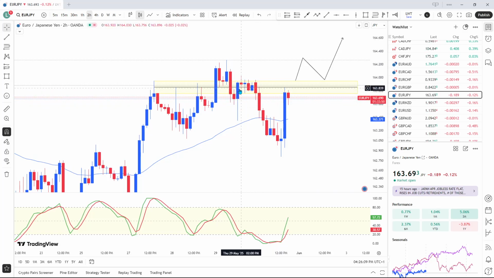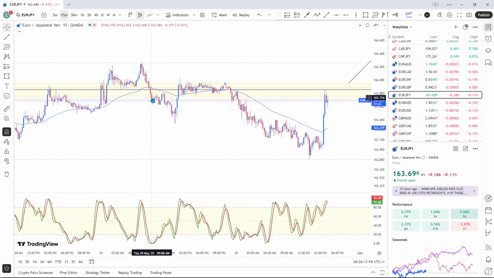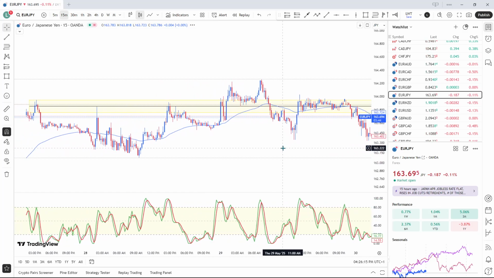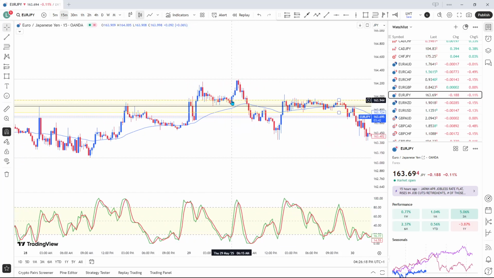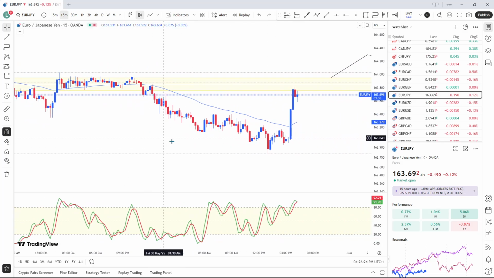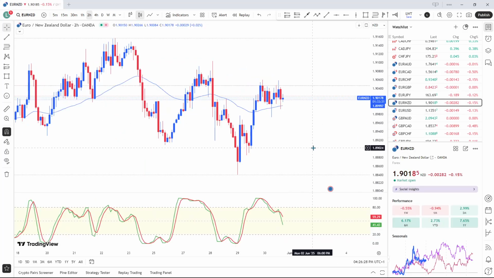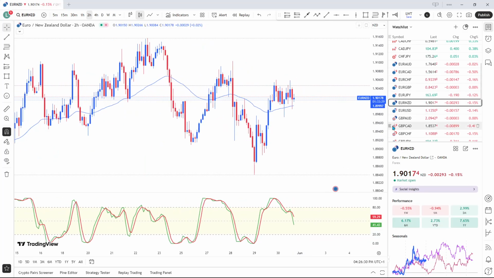You want to wait for some gaps in between, and then you look to the smaller time frames to look for those push-ups. I suppose you could have got a little entry as it was leaving here on this big bullish candle, aiming for the high, which was somewhere around this level, if you're scalping. Euro New Zealand, I had nothing marked up.